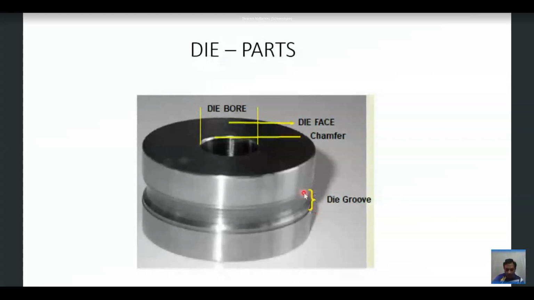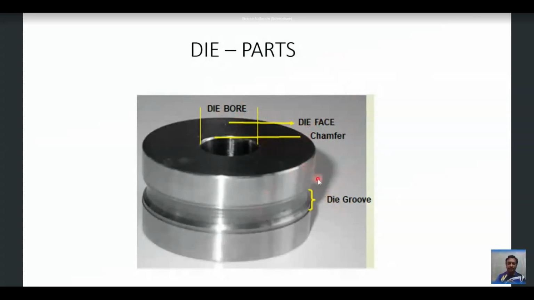And coming to this point here, this is called the die groove. The main purpose of the die groove is to fix the die in a firm position. Once the die is placed in the turret, an Allen key passes through this die groove, and then the die will be fixed. So the die will not rotate once the compression machine is in full motion. These are the parts of the die: die bore, die face, and chamfer, followed by die groove.